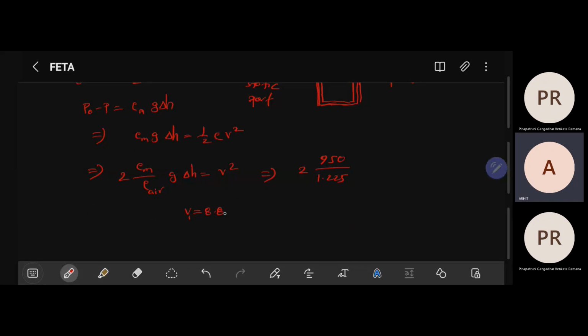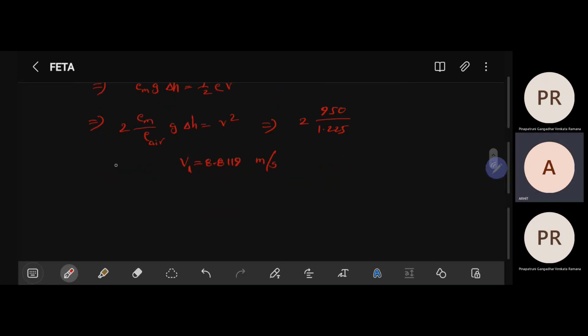Is that 8.819 or 8.119? Double 19, sir. There are multiple digits after that also, but I just took the full digit. So it is now our V1. V2 is somewhere at the height. Use the same procedure. Another velocity that we are going to find is V2.